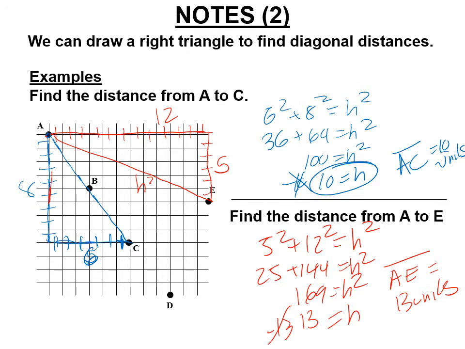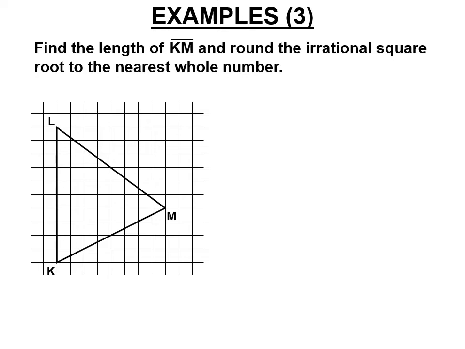Okay. All right, so that is not a right triangle, right? There's no right angles here. So what does it say here? Find the length of KM. So find the length of that one, and round the irrational square root to the nearest whole number. All right, so we need to draw a right triangle where that's the hypotenuse. The triangle that's there is not right. This is a confusing problem. You go straight down and straight over. All right, there's a right triangle.